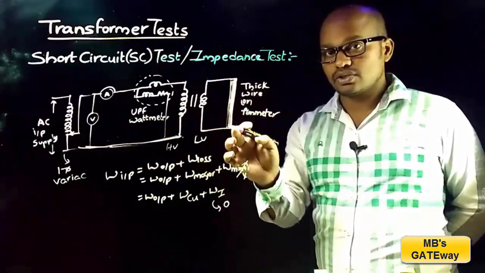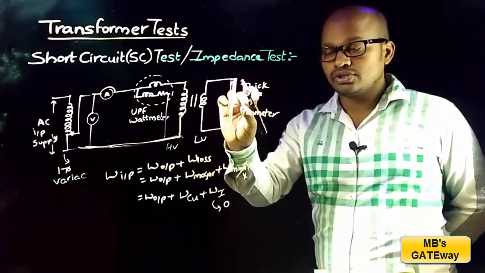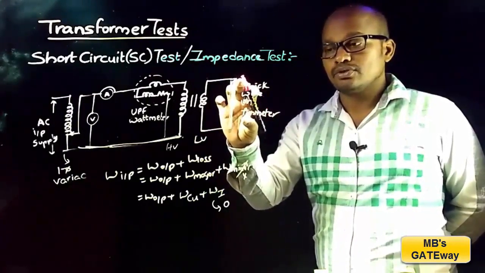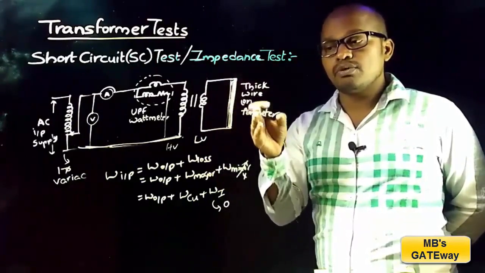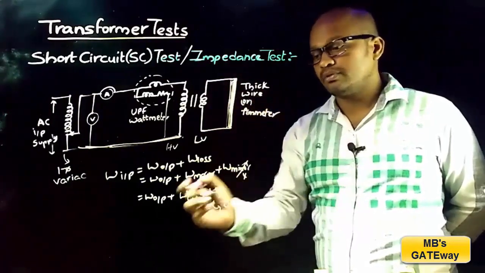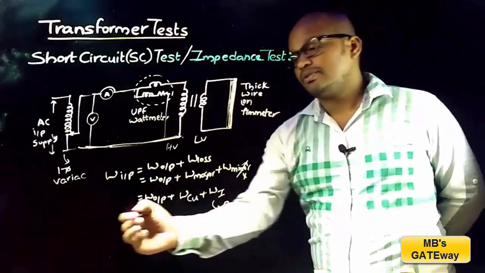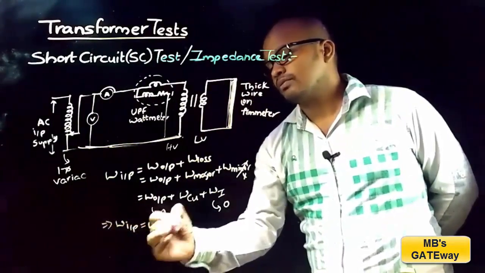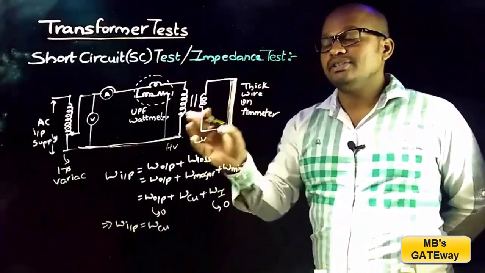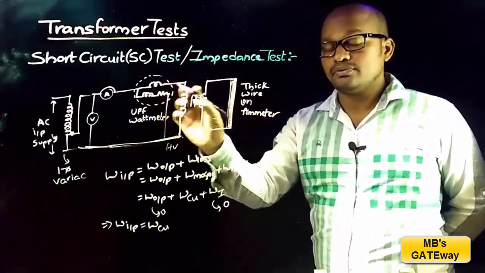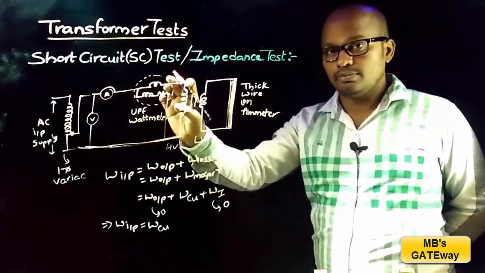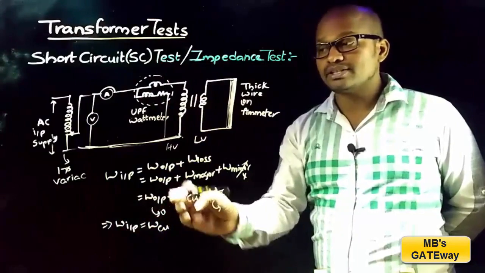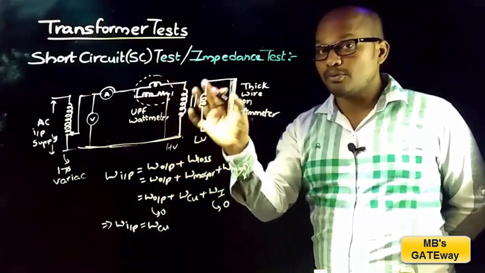And here in this short circuit test, the output terminals are short circuited through a thick wire, which means the terminal voltage V2 is 0. So terminal voltage V2 0 means the output power V2 I2 cos phi 2 is 0, which implies the total input power is equal to copper loss of the transformer. And here in short circuit test, we are making use of UPF type of wattmeter to measure the input power. So from this relation, as input power is equal to copper losses, the wattmeter reading will indicate the copper loss of the transformer.